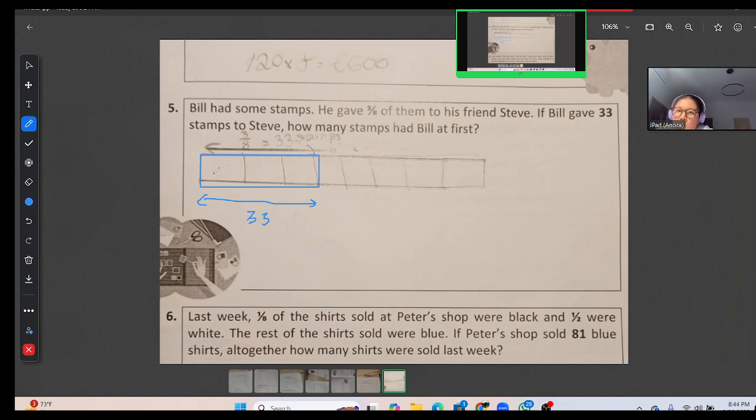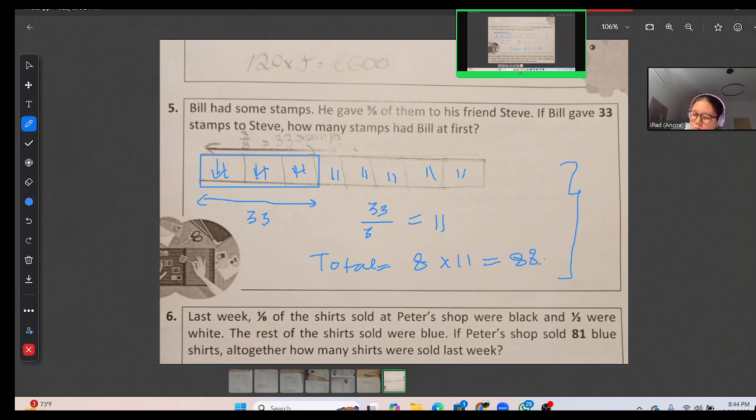This is 33. How many boxes are there? 3. So if you divide 33 by 3, how much would you get? 11. That means each one of them is 11, 11, 11, 11, 11. How many boxes are there in total? 8. So 8 times 11 would give you 88.